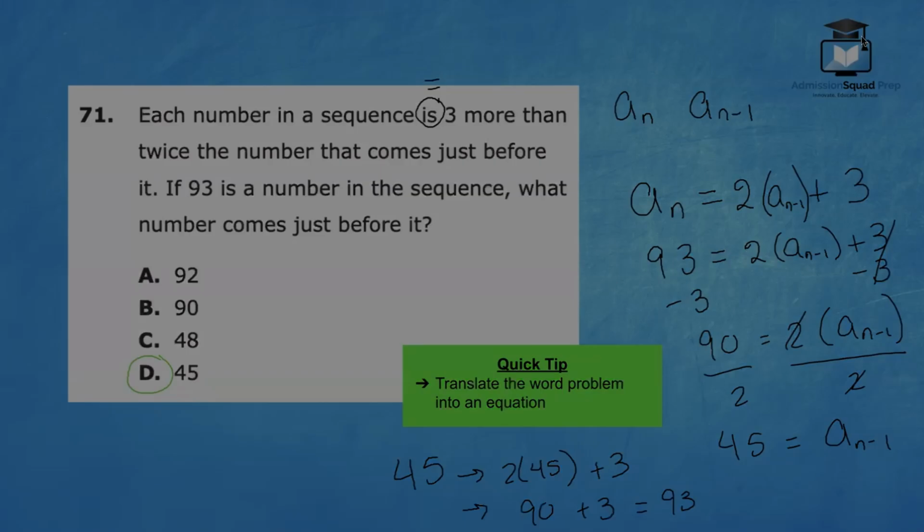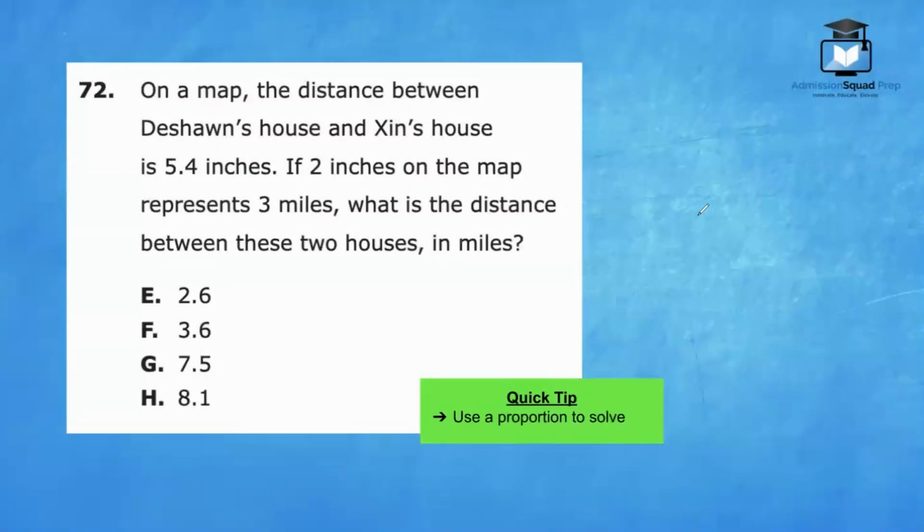Let's continue. Number 72. On a map, the distance between Deshawn's house and Zin's house is 5.4 inches. If 2 inches on the map represents 3 miles, what is the distance between these 2 houses in miles? We can use a proportion to solve. On the map, 2 inches represents 3 miles.